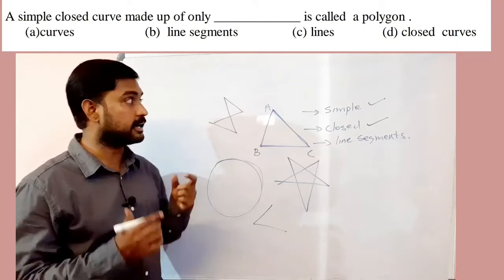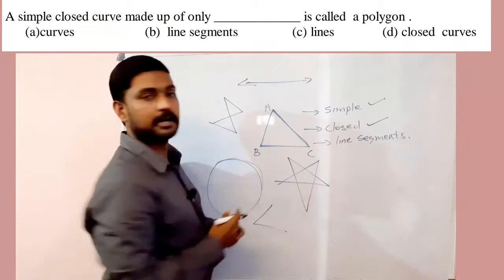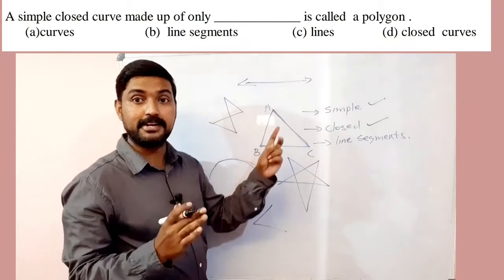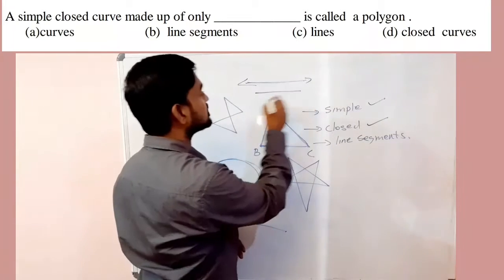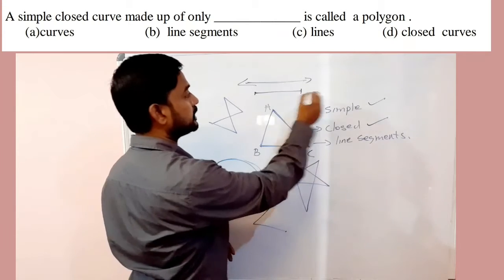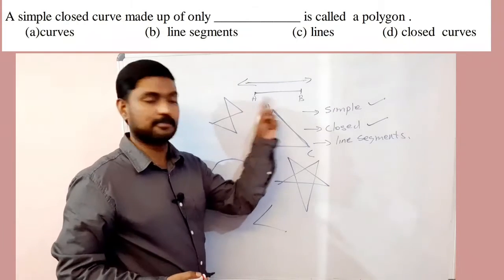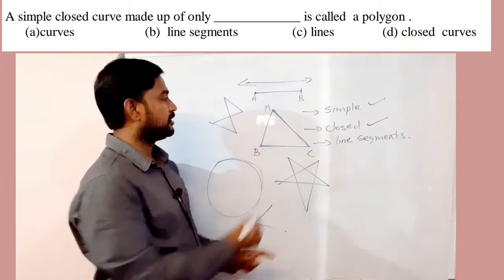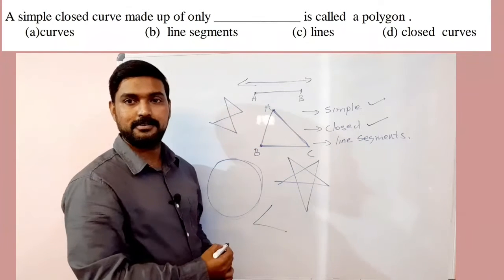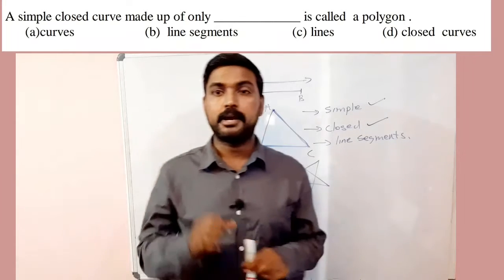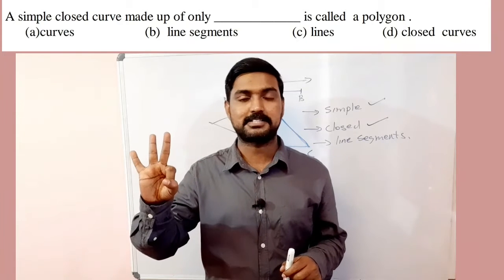Option C, lines. Lines and line segments are different. Lines means they have no ending or starting point. Lines never end or never start. They continue to both sides. But a line segment has an initial point and a terminal point. It starts from point A and ends at point B. This is a line segment. So when we draw the polygon, we start with an initial point and go to the terminal point. So once again keep in mind, a polygon will be simple, it will be closed, and it will be made up of line segments.